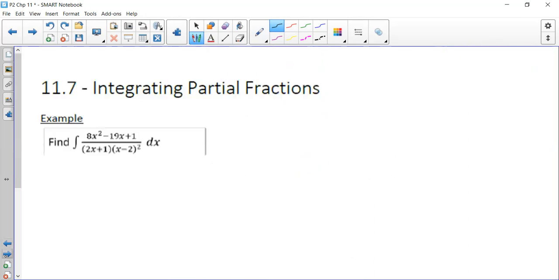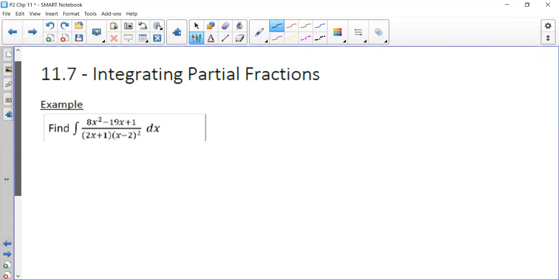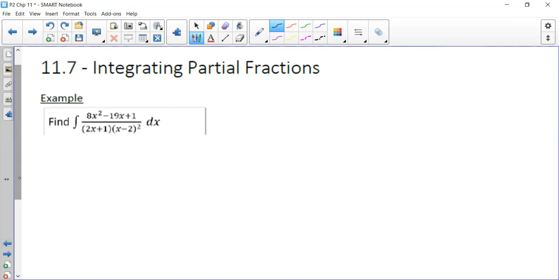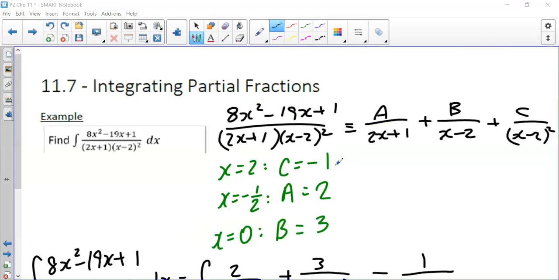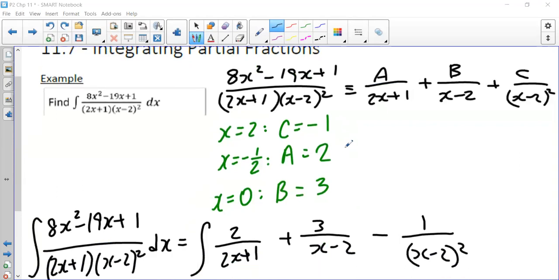Next one. Okay, next one. Example, one more. This time I'm not going to help you break down the partial fractions. See if you can break it down on your own first. So pause the video, have a go at the partial fractions. When you're ready for the answer for the partial fractions only, you can press play. Right, so here are the answers for partial fractions.